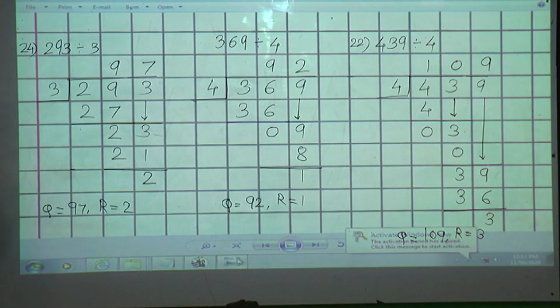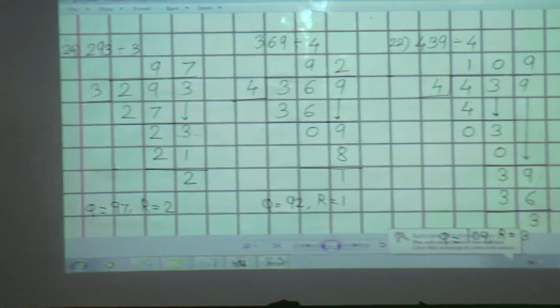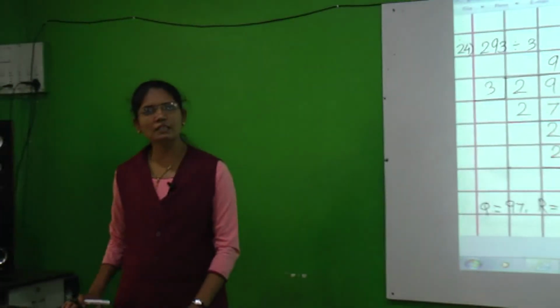Correct? See, always remainder should be smaller than divisor. So here we got the remainder 1 and which is smaller than divisor. So clear till here? Yes? Okay. So today in this way we have completed exercise 1.5.